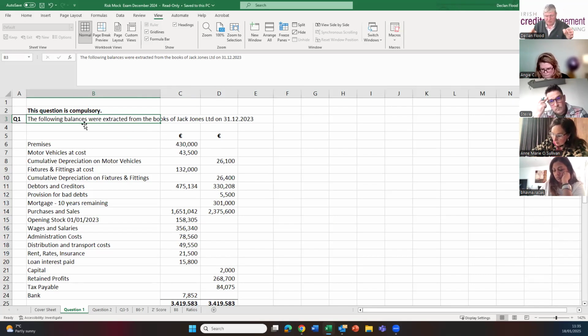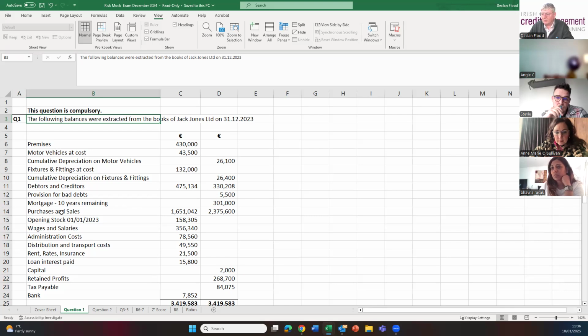It's from the 1st of January 23 to the 31st of December 23. Did they make a profit or a loss in that period? So that's what we're trying to do. And while all these figures are extracted and the trial balance balances, that list of numbers as credit people tells us nothing at all about the performance of the business.